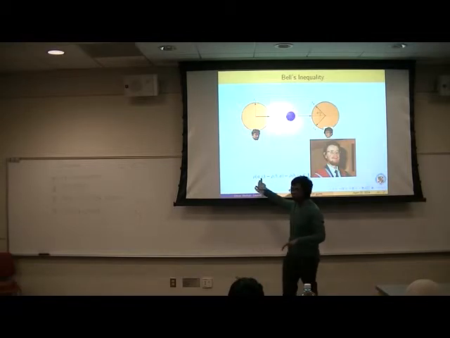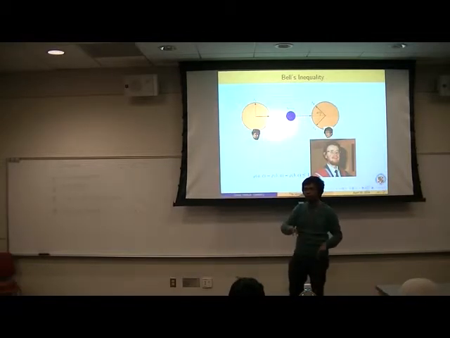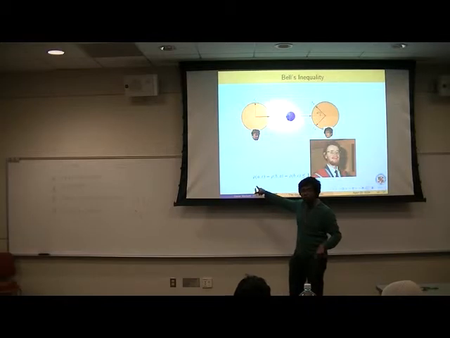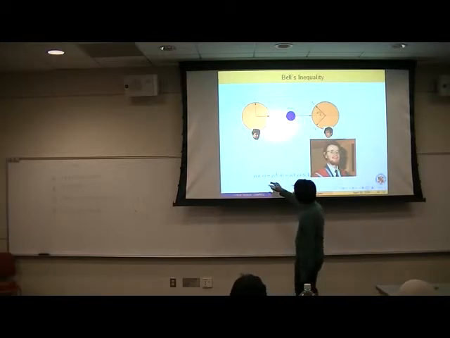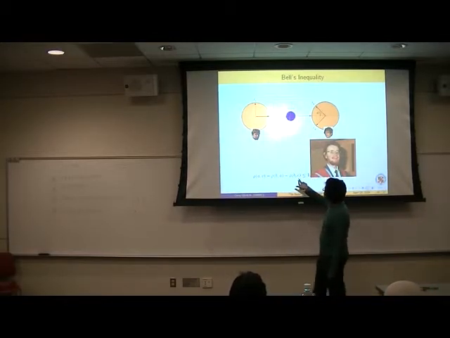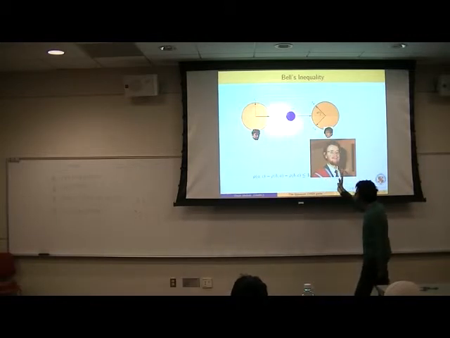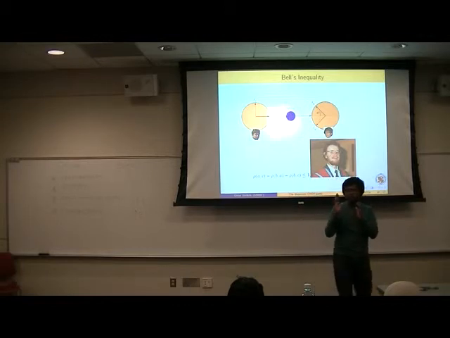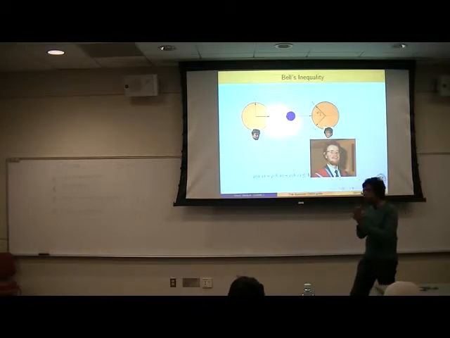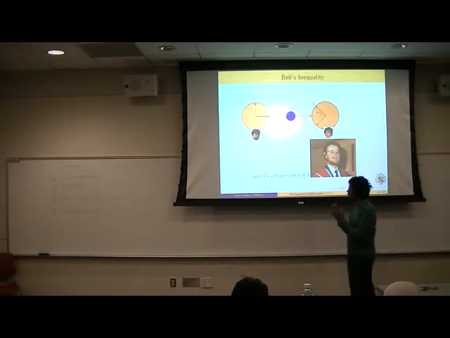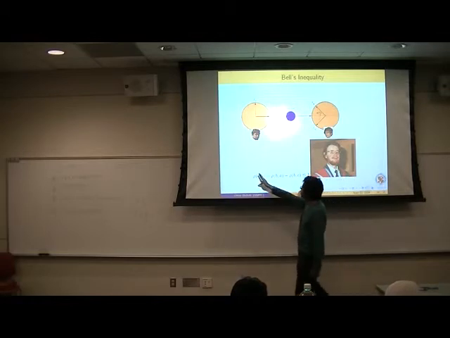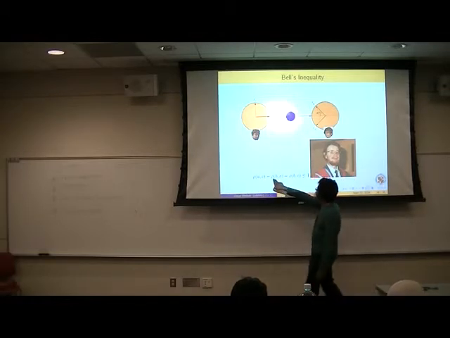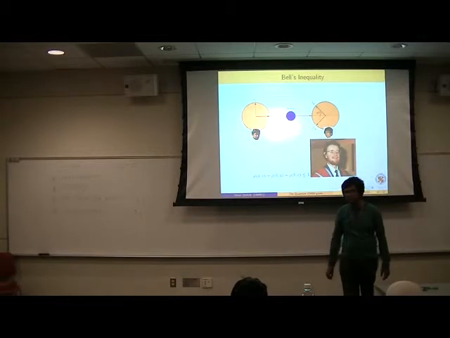Then the value of rho is 1. This is a correlation. According to Bell's theorem, if quantum mechanics is not true, if Einstein is correct and quantum mechanics can't explain the real world, this will be satisfied, which means if you take the algebraic sum of the correlations, it will always be less than or equal to 1.